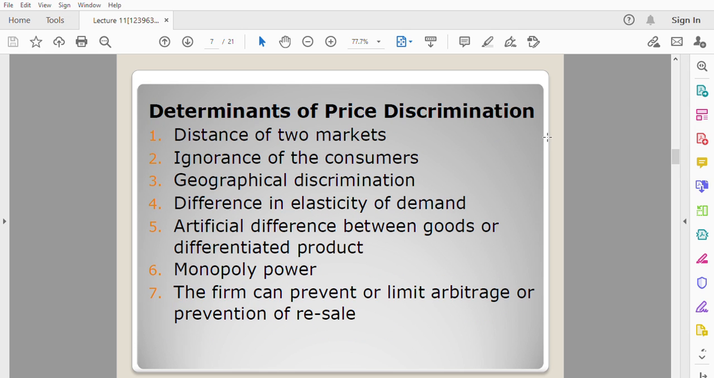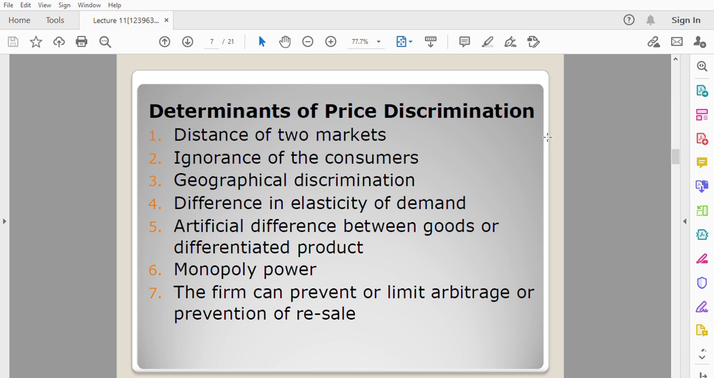Right. So the next we want to look at is determinants of price discrimination. Let's run through quickly. The first is distance of two markets. If there is a vast distance between one market and the other, then it is likely that these two markets may be selling the same product but at different prices. And also ignorance of consumers.